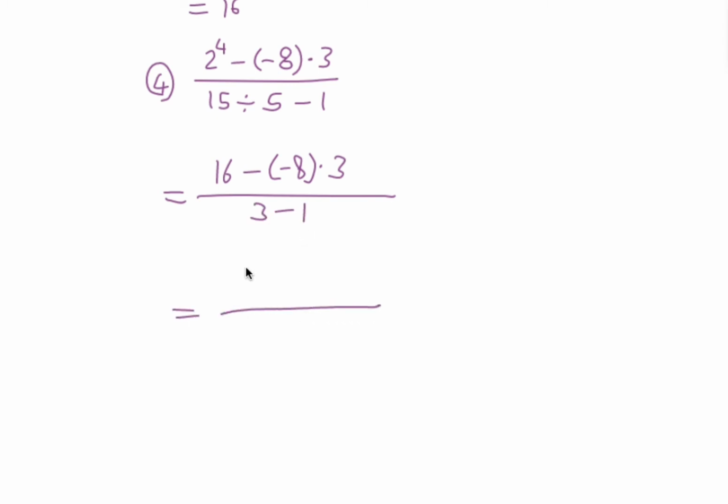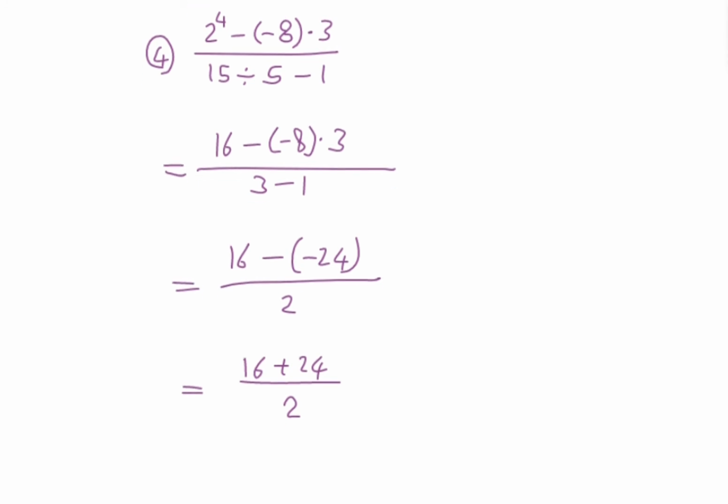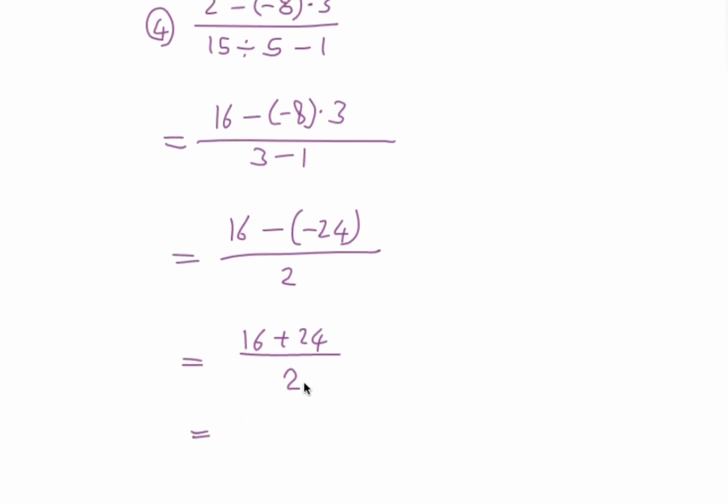Now, okay, now first we do multiplication. So 16 minus, this is actually minus 24, and 3 minus 1, which is 2. Okay, so now 16 plus 24, because minus minus is plus, and here 16 plus 24, which is 40, divided by 2, and we get the answer 20. This is our solution.